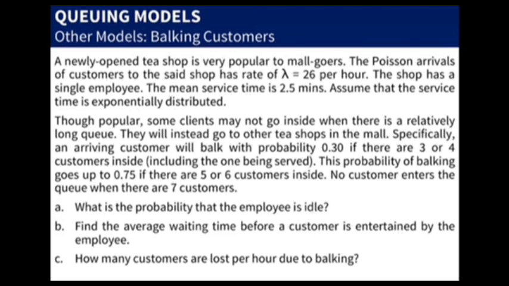Though popular, some clients may not go inside when there is a relatively long queue. They will instead go to other tea shops in the mall. Specifically, an arriving customer will bulk with probability 0.3 if there are 3 or 4 customers inside, including the one being served. This probability of bulking goes up to 0.75 if there are 5 or 6 customers inside. No customer enters the queue when there are 7 customers.